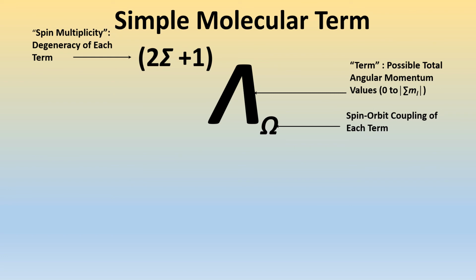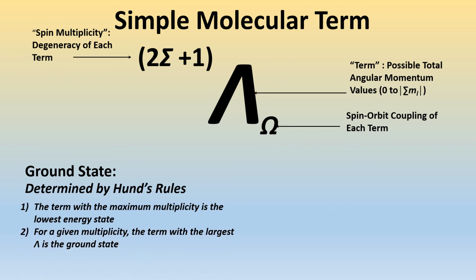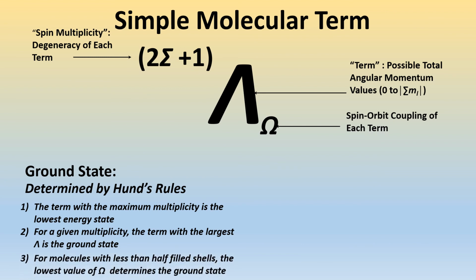Just as in an atom, the ground state of a molecule can be determined once again by following Hund's rules. The first rule states still the term with the maximum spin multiplicity is the lowest energy state. The second rule is still, for a given multiplicity, the term with the largest lambda is the ground state. And in atoms with half-filled shells, the value with the lowest omega determines the ground state.